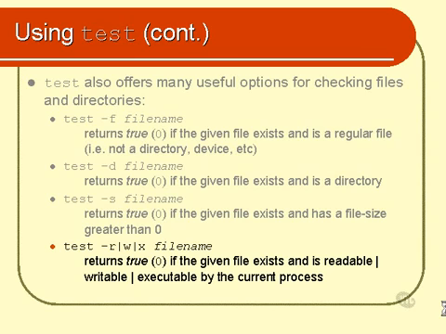And then we've got test minus R, or test minus W, or test minus X, which will return true if the file exists and is readable or writable or executable, depending on whether you specified minus R or minus W or minus X. And it will only test to see whether it's read, write or executable by the current process, meaning that the file may indeed be writable, but if it's not writable by this shell script, then you'll get a false value. Let's have a look at some examples of those.